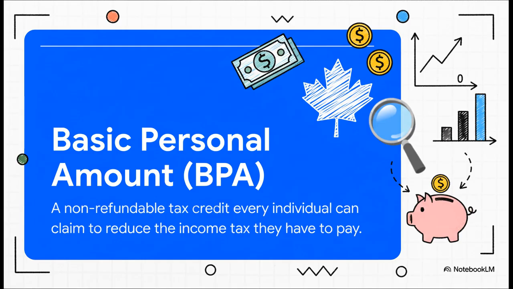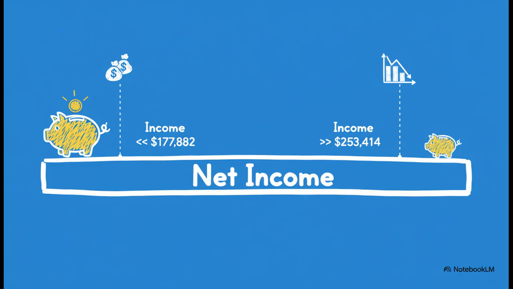So let's begin with the most fundamental credit, one that nearly every single Canadian taxpayer gets to claim. And that is the basic personal amount, or BPA. Think of the BPA as the tax system's way of saying, look, a certain amount of your income should be tax-free, just to cover basic living expenses. Every individual is entitled to claim this credit, and it effectively creates a zero tax zone for the first several $1,000s you earn.